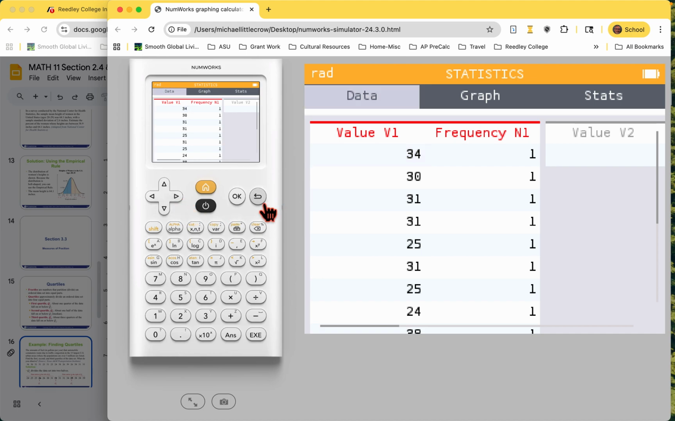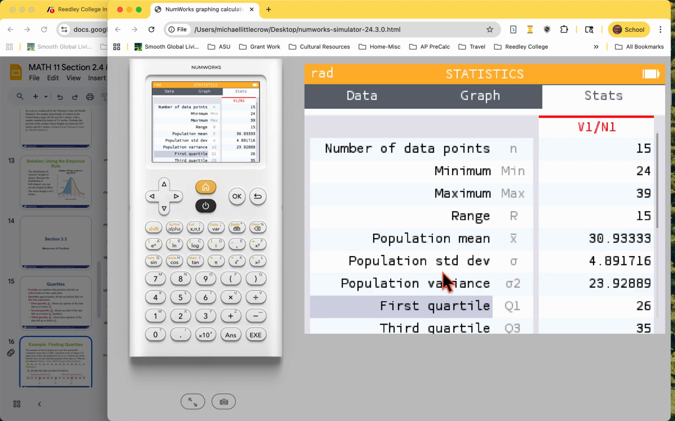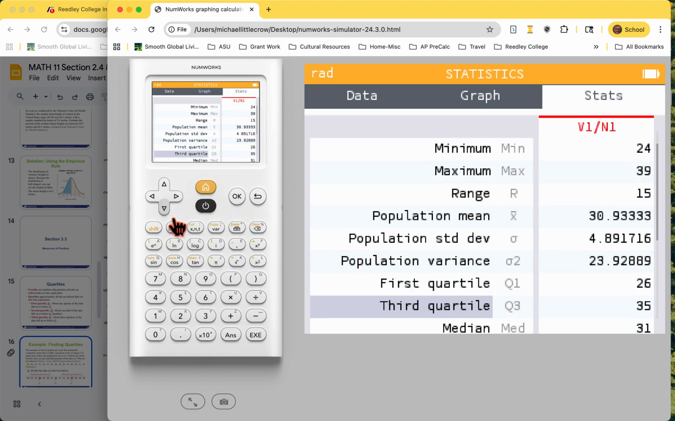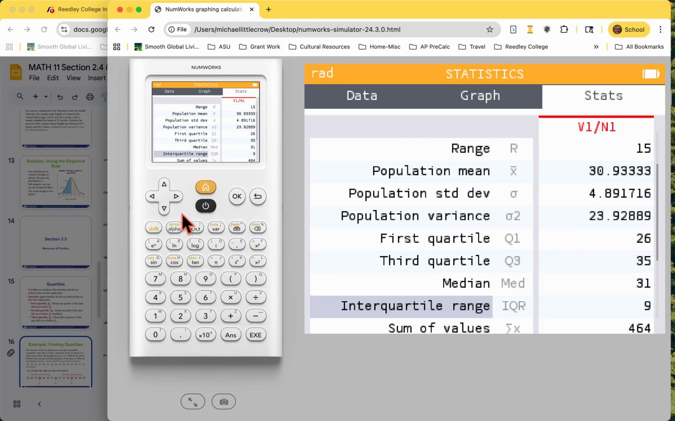But then when we go to the top, I'll show you this. If we go to the statistics, it will give us those values, minimum and maximum, 24 and 39, we saw those. It will give us the quartiles. Here's our first quartile, which is Q1, 26, and 35 for the third quartile. It gives us the median. It also gives us something called the interquartile range, which is the width of the box.